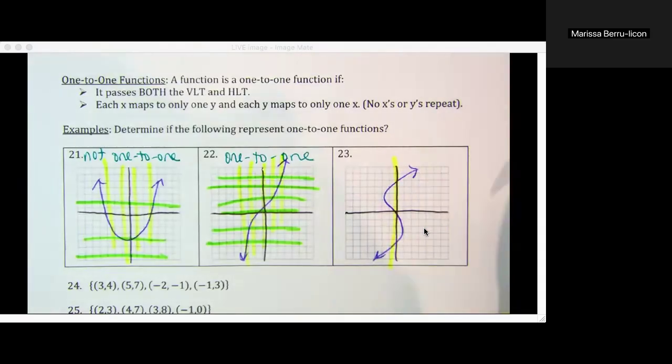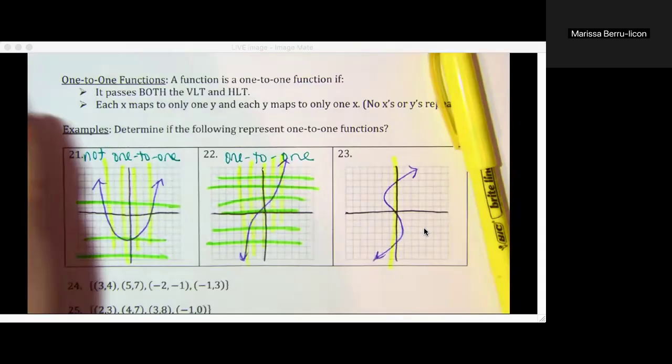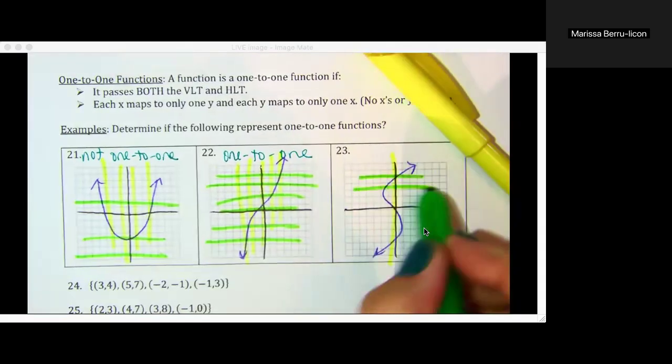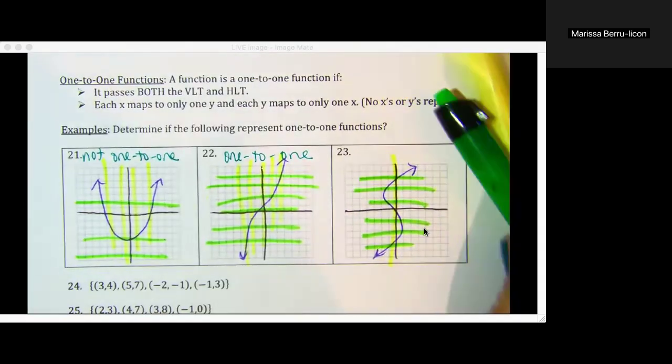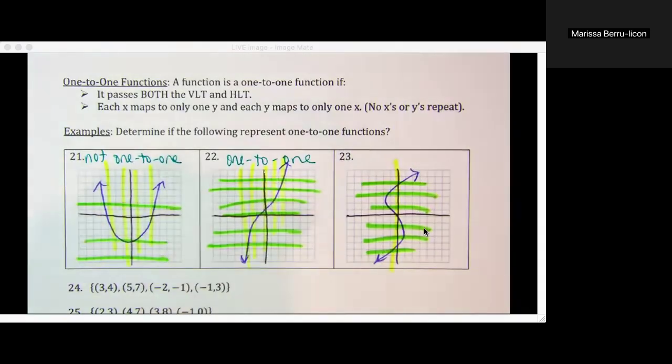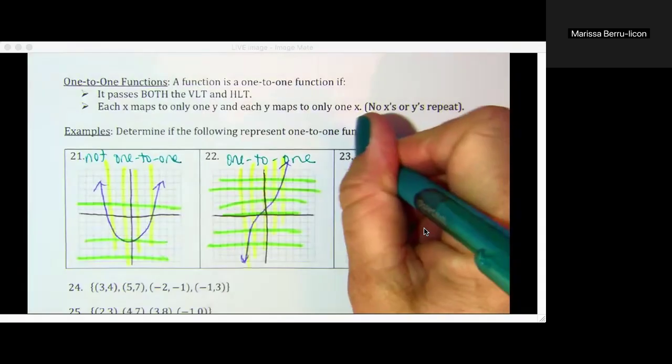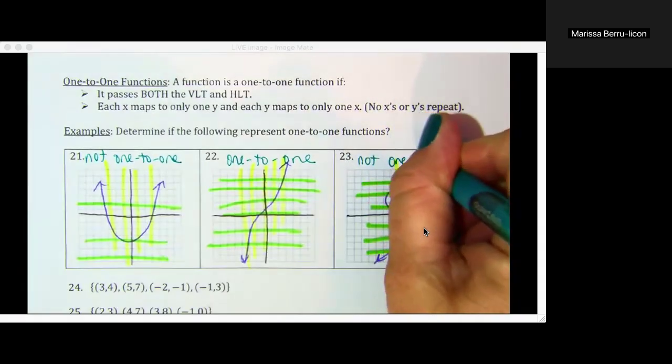This fails the vertical line test, so I don't even need to check the horizontal line test. But just for consistency, I'll go ahead and do it. It passes the horizontal line test. It fails the vertical line test. But since it doesn't pass both, it is not one-to-one.